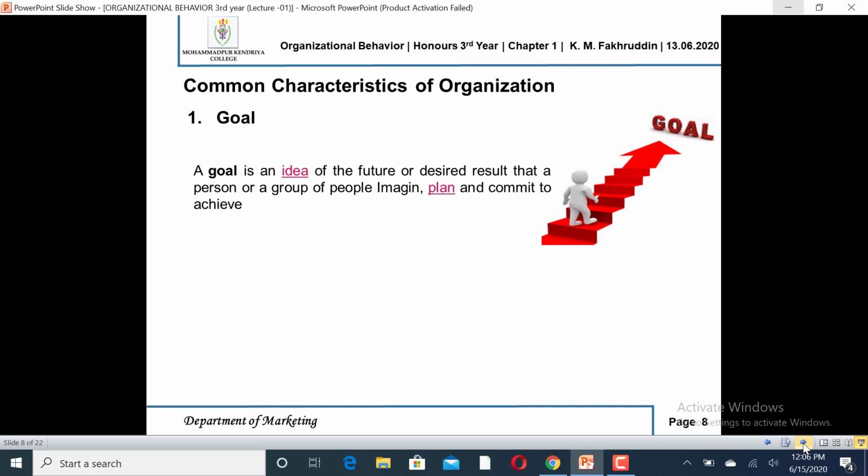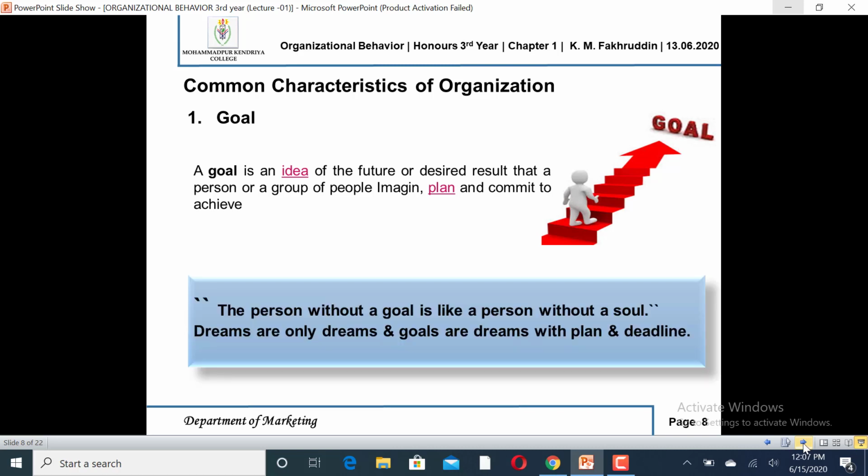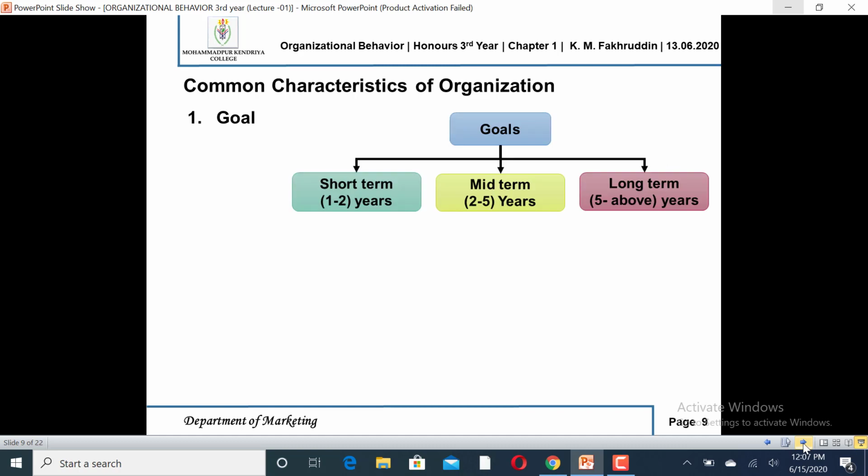Goal. A goal is an idea of the future or desired result that a person or a group of people imagine, plan, and commit to achieve. A person without a goal is like a person without a soul. Dreams are only dreams, and goals are dreams with a plan and also a deadline. Goals may be short term, mid term, or long term. A short term goal may be 1 to 2 years, mid term 2 to 5 years, and long term 5 to 10 or 20 or 50 years or above.